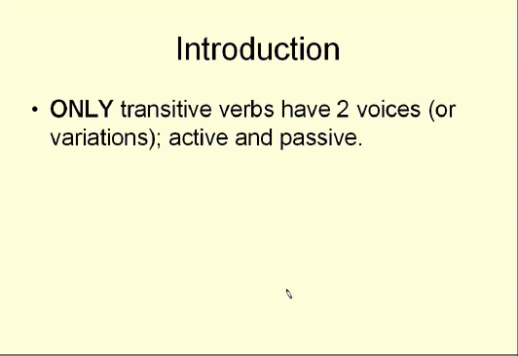As an introduction, it's important to realize that only transitive verbs have two voices. That is, you can only make an active or a passive sentence. You can only make a passive sentence out of an active one if it is a transitive verb. And this means if it's transitive for one object, two objects, or an object with an object complement, for example.